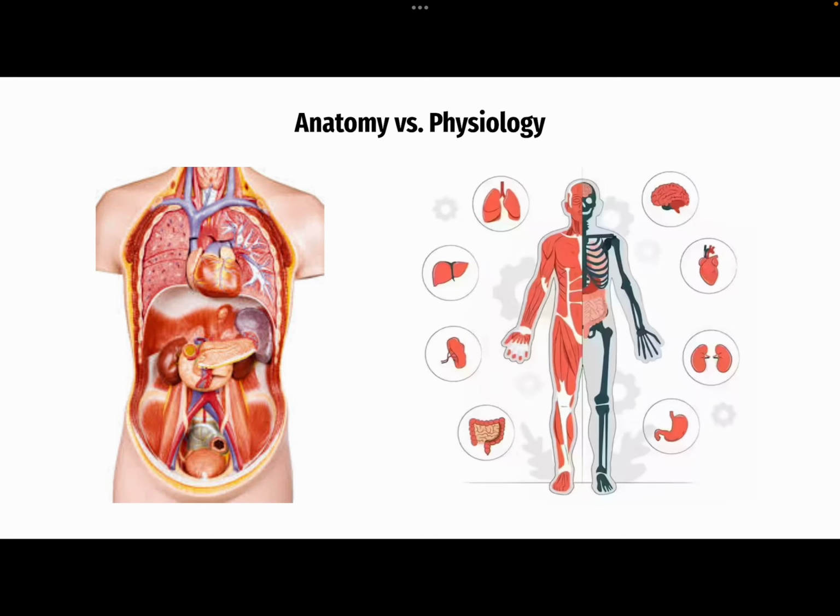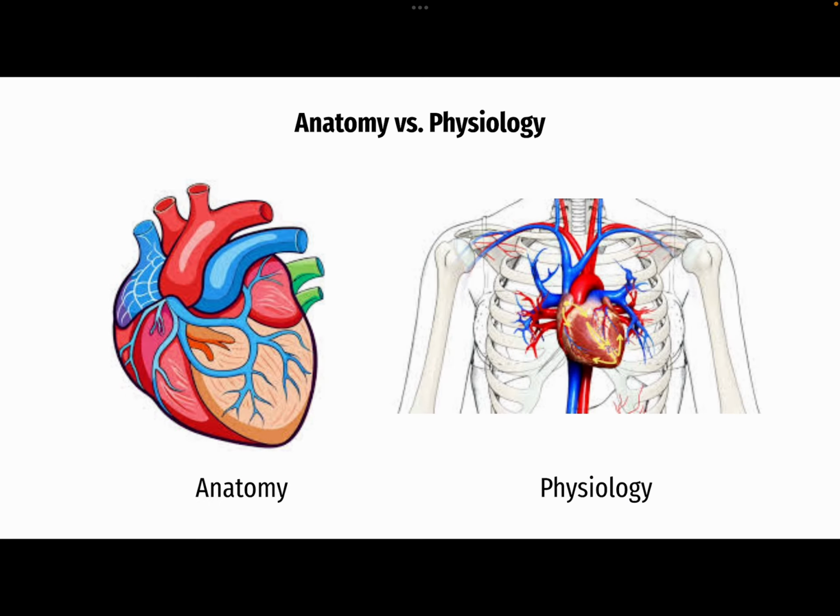Anatomy is the study of the structure of the body, like your bones, muscles, organs, etc. Physiology, on the other hand, is the study of the function, how those parts work and interact. So on the left here we have a picture representing anatomy, and the right represents physiology. And the main difference between the two is structure versus function. So think of your body like a complex machine. Anatomy tells us what parts are in the machine, while physiology explains how the machine runs.